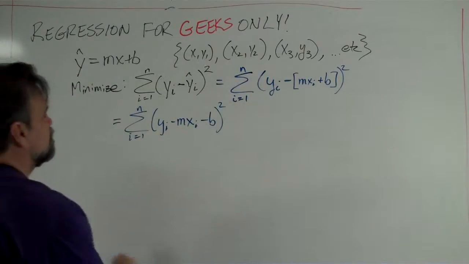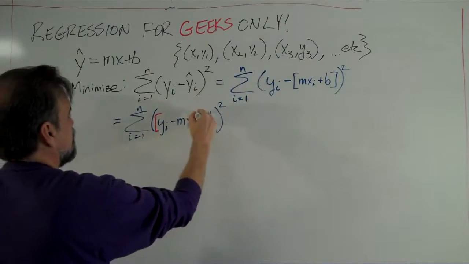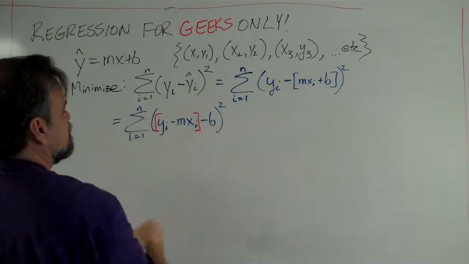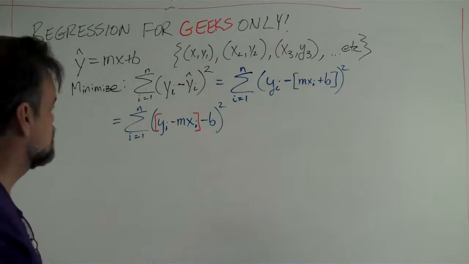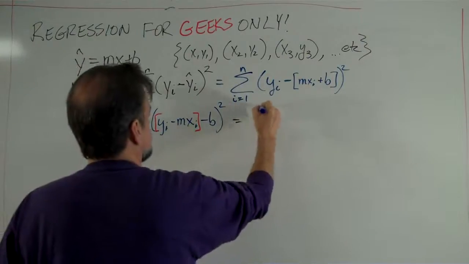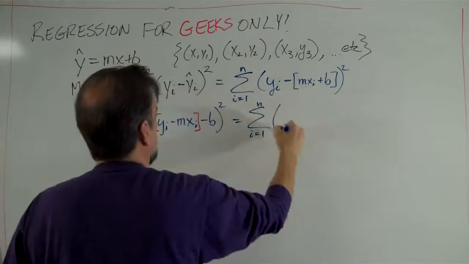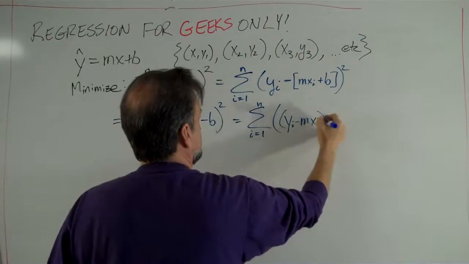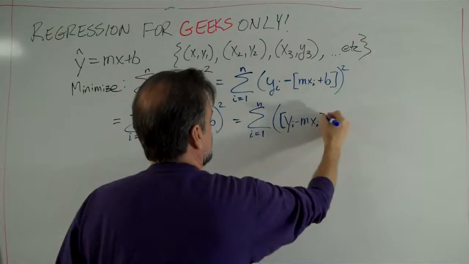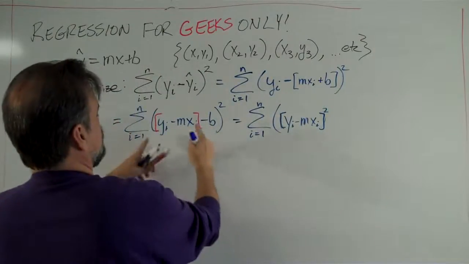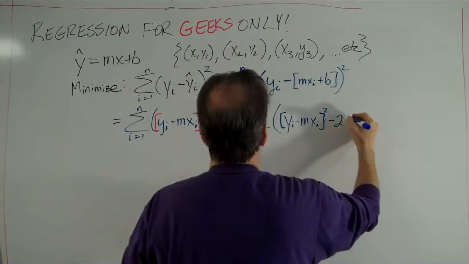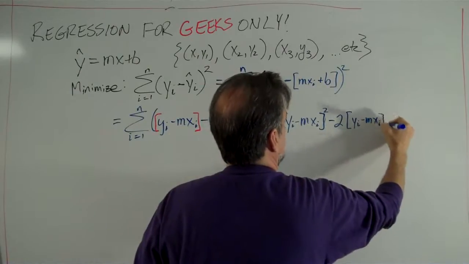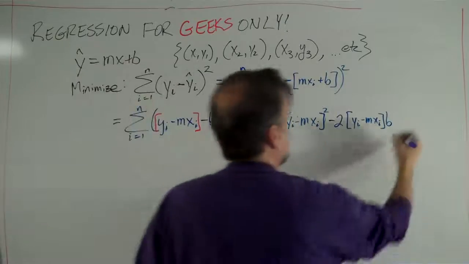And now what I'm going to do is group it this way. Okay? So now I've got the sum of all these guys minus b, squared. And I know how to expand that, so I'm going to do that. I'm going to say, well, this just equals the sum, as i goes from 1 to n, of this guy, yi minus mxi, here, let me use square brackets, squared, minus 2 times this times this, minus 2 times yi minus mxi times b, plus this squared, plus b squared.